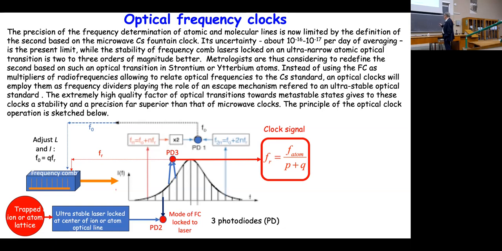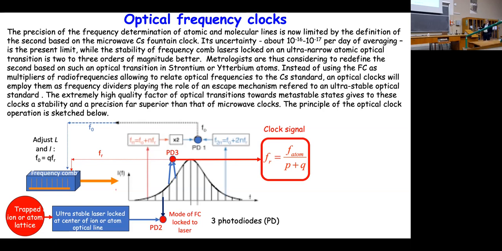obtained here. So what you have here is a laser which gives you independently the frequency FR and F0. You manage to have F0 be a multiple of FR. And so you see that at the output of this beating, you get something which is the atomic frequency divided by P plus Q. So you get a frequency which is now a divider of the atomic frequency.